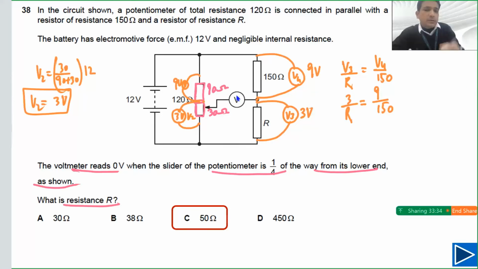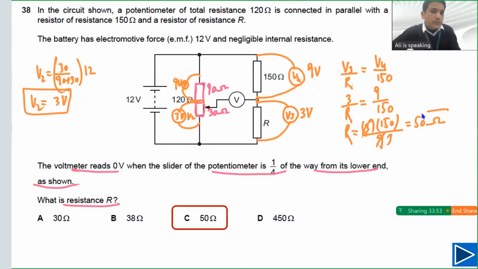We can just look at this one and answer, but this is how you can answer in a systematic way. So R is 3 times 150 divided by 9, and we can find the final answer: that will be equal to 50 ohms.